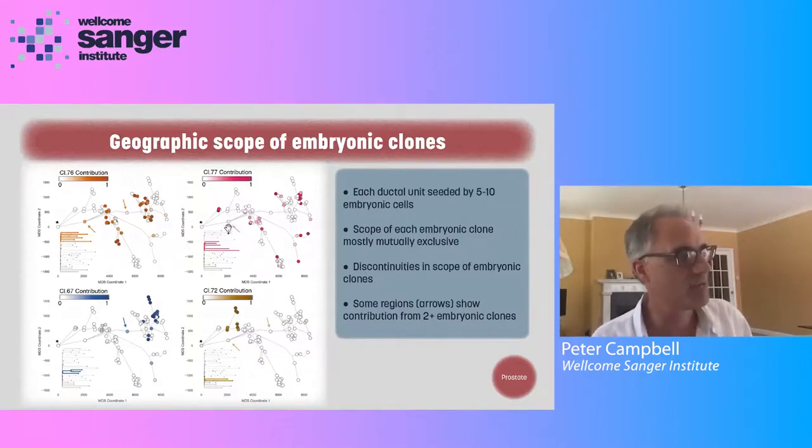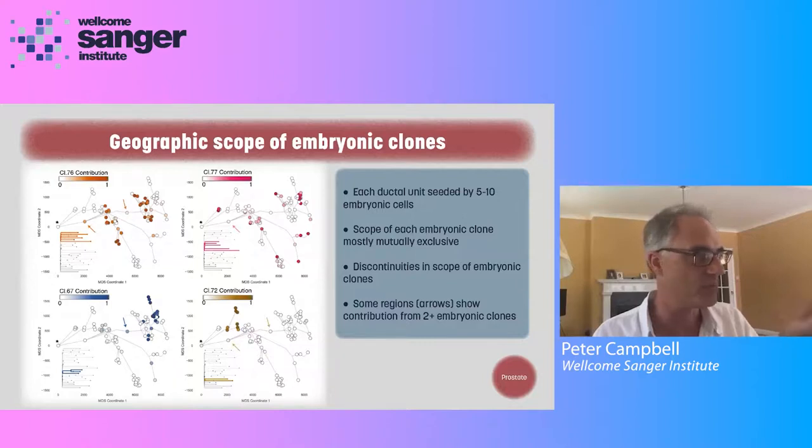And occasional regions, such as this one and this one here, show contributions from more than one embryonic cell. And those regions that show contribution from 2 or more embryonic clones tend to be somewhat closer to the urethra than the ones that are seeded by only one embryonic clone, which tend to be right in the periphery of the ductal tree.